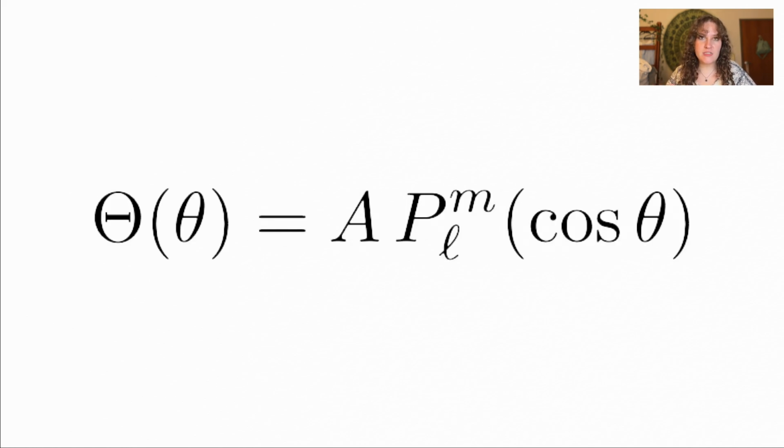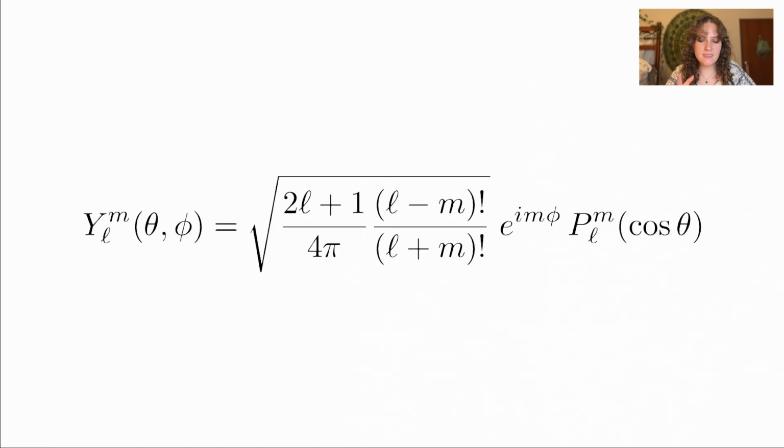The theta equation is harder. Its solutions are called associated Legendre functions. I don't think I have time to go through the entire derivations, but what matters is for these functions to be well behaved, L has to be a non-negative integer, and the absolute value of m can't exceed L. So for each L, m runs from negative L to positive L, giving you 2L plus 1 values.